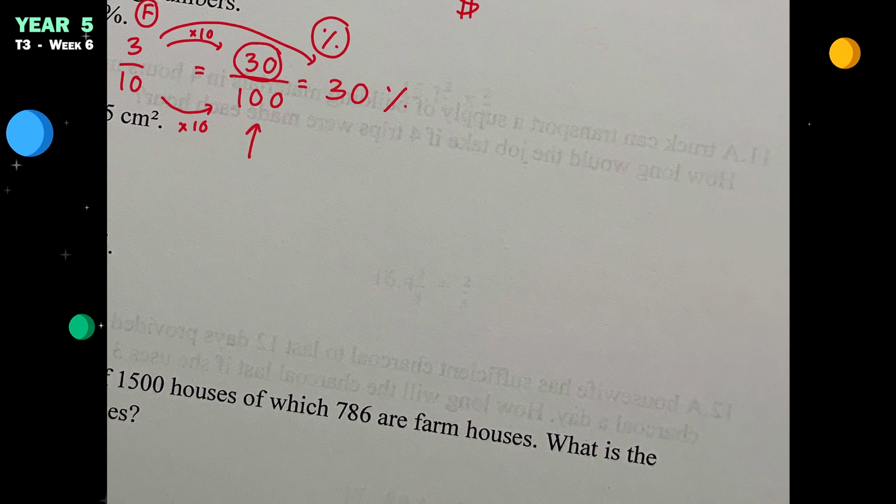So what I mean by that is that anything over 100. So for example, let's say I have a number here like 32.